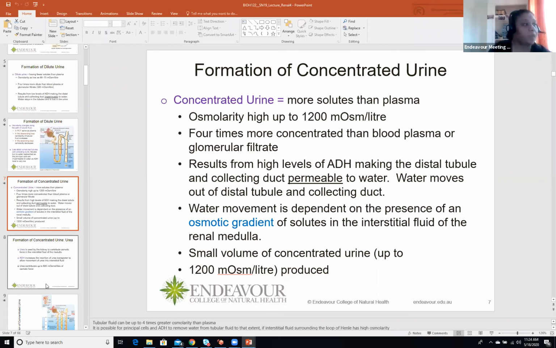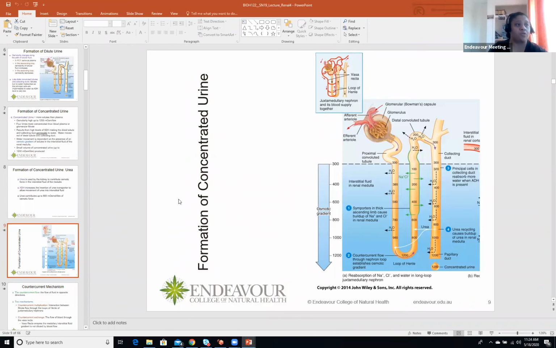Okay. So in order to form the concentrated urine, I'm going to skip a few slides to bring up the particular diagram. Now here you are looking at the juxtamedullary nephron, the longer nephron. If you compare this one to the previous one, look at the length of the loop of Henle. The loop of Henle here is much longer. It is going much deeper into the medulla.